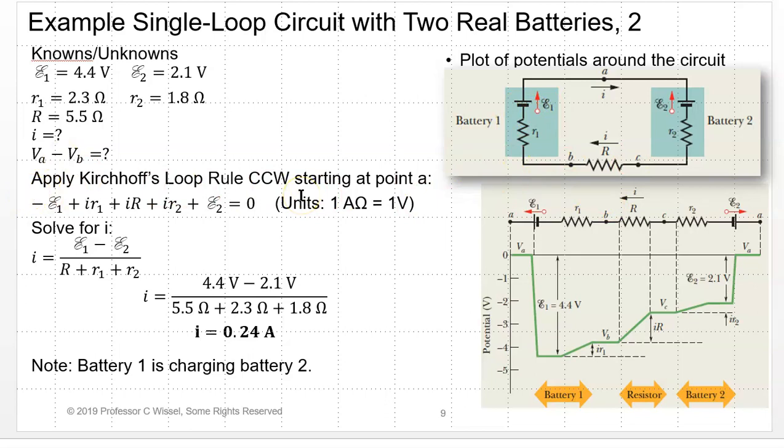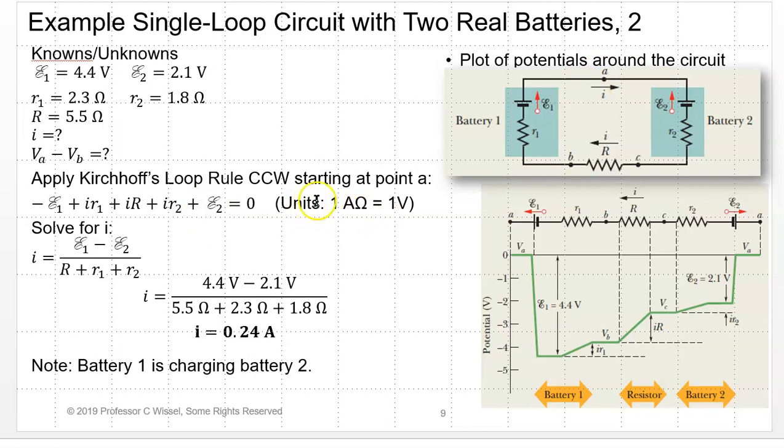We apply Kirchhoff's loop rule. I decided to start at point A, which is right here, and decided to go counterclockwise. I don't know why, I just did. So in this case, I'm going from the positive to the negative terminal, so it's minus E1. I'm going against the current, that's up the waterfall, so it's positive IR1. I'm going against the current, up the waterfall, so it's positive I times big R. I'm going against the current, up the waterfall, so it's positive IR2. I'm going from the negative to the positive plates, so it's plus E2. I've come back to my starting point, and that means it's equal to 0.